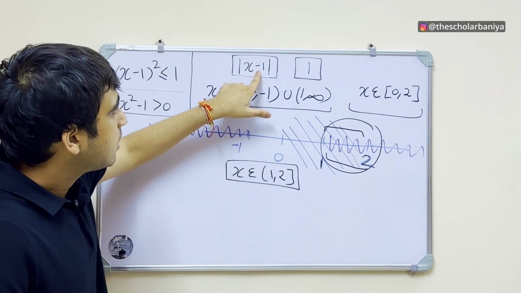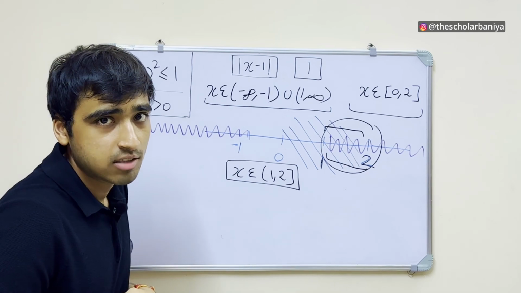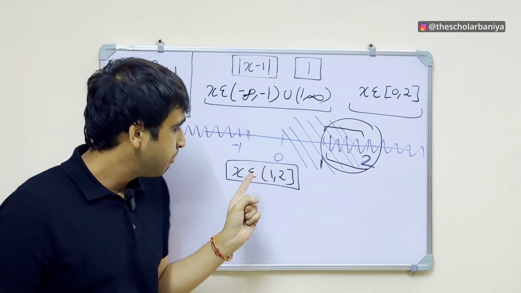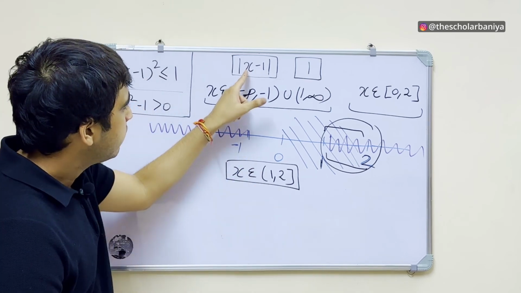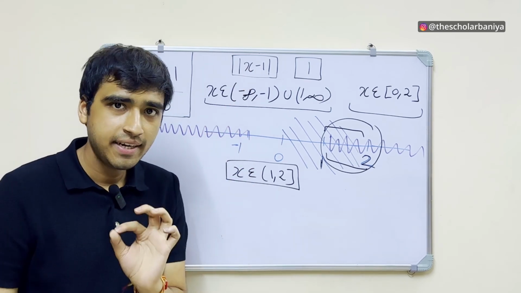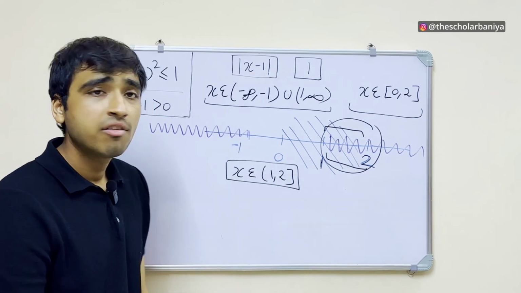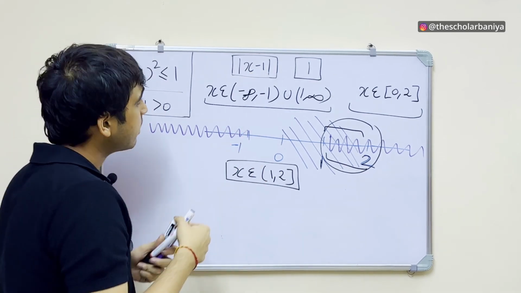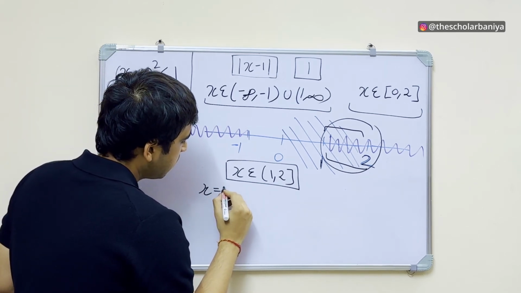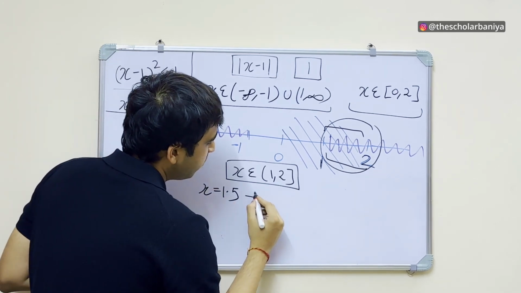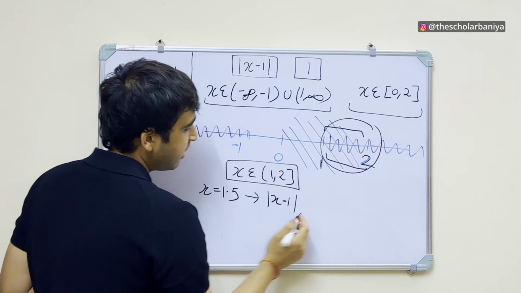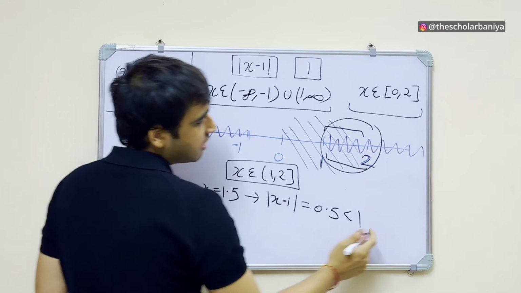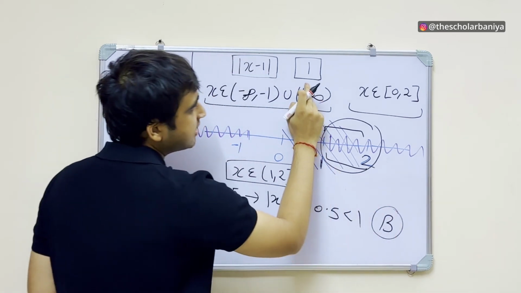Now we had to answer mod of x minus 1, right? So tell me one thing, the value of x belongs between 1 and 2, right? So if we take 1.5 over here, the answer will be what? 0.5. So if we take x to be 1.5, then what will be mod of x minus 1? Mod of x minus 1 will be 0.5, which is less than 1, right? So the answer is B in this case, because this is greater.